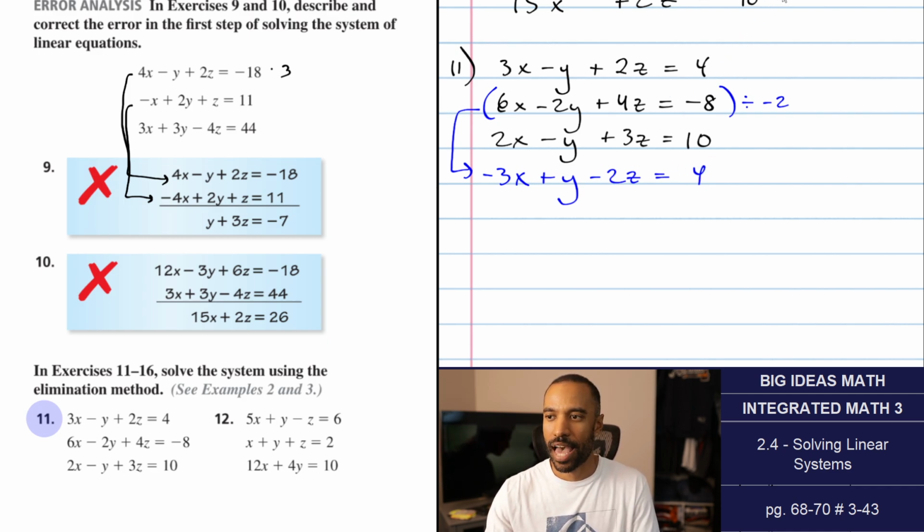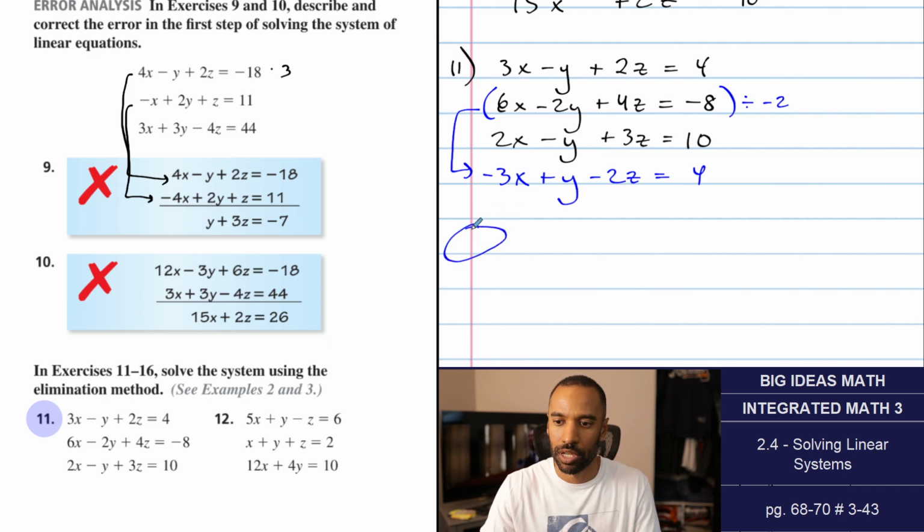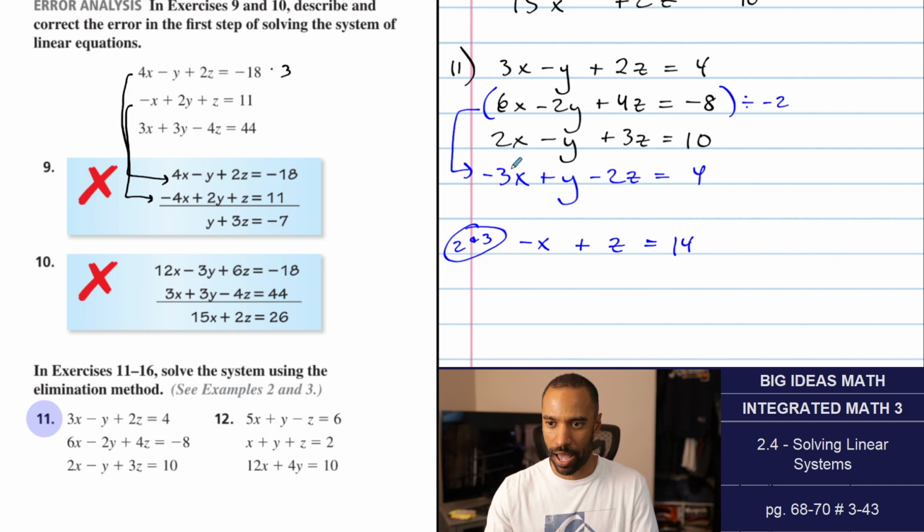So with that in mind, I can now align equations 2 and 3, this being the new 2 and 3 right here: 2x minus 3x, negative y plus y, and then 3z minus 2z, and 10 plus 4. And now I can also combine equations 1 and 2.